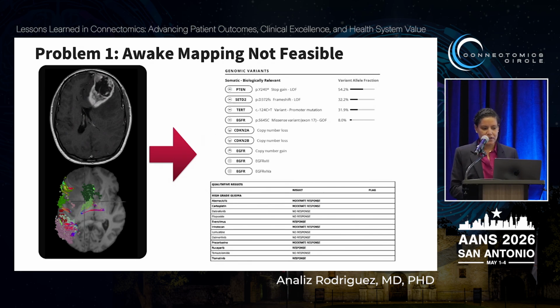And then for our program, these patients, we do a next generation sequencing. So you can see that this is a very aggressive subtype of GBM, a TERT promoter mutation, CDKN2 co-deletion. So again, this is not your run-of-the-mill GBM. This is a very nasty one.